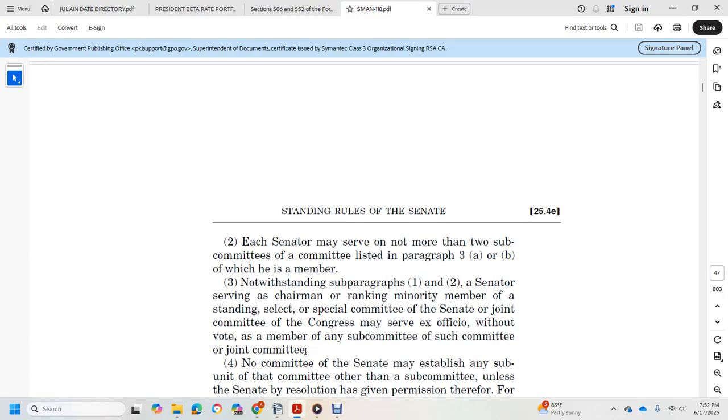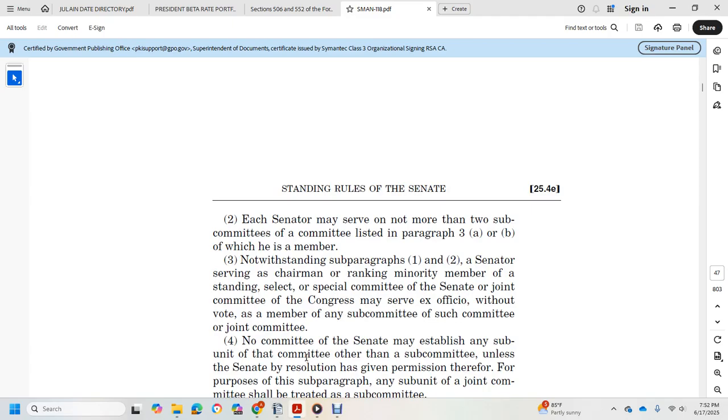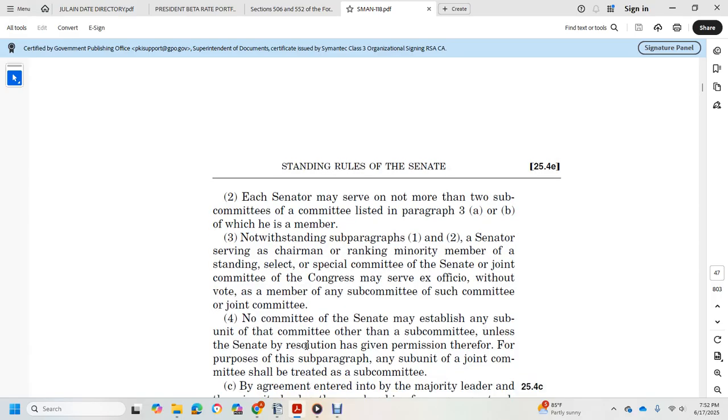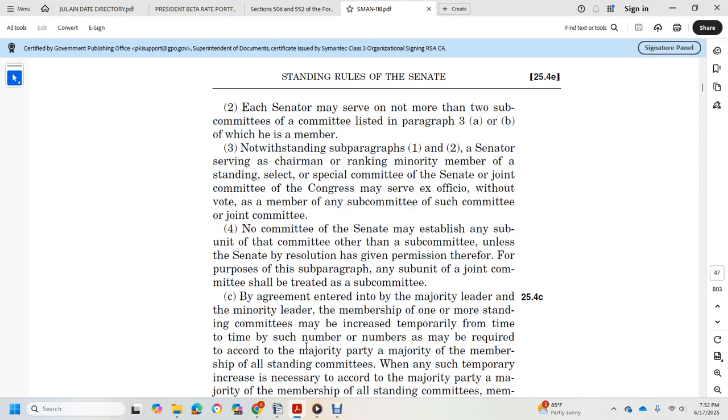No committee of the Senate may establish any subunit of the committee other than a subcommittee unless the Senate by resolution gives permission thereof. For the purpose of the subparagraph, any subunit of a joint committee shall be treated as a subcommittee, by agreement entered into with the majority leader or minority leader.